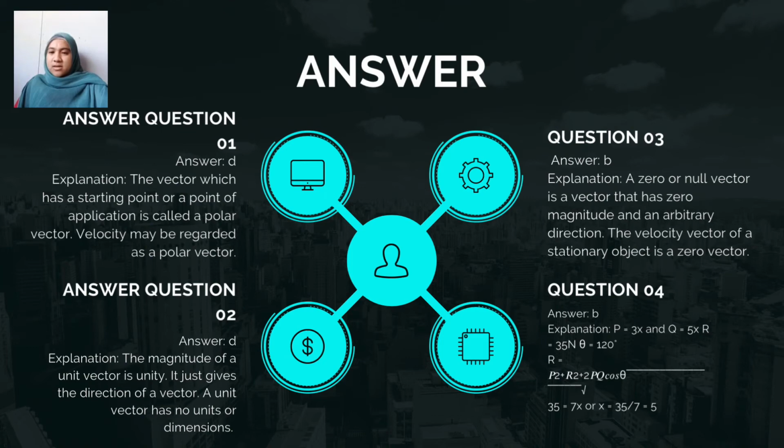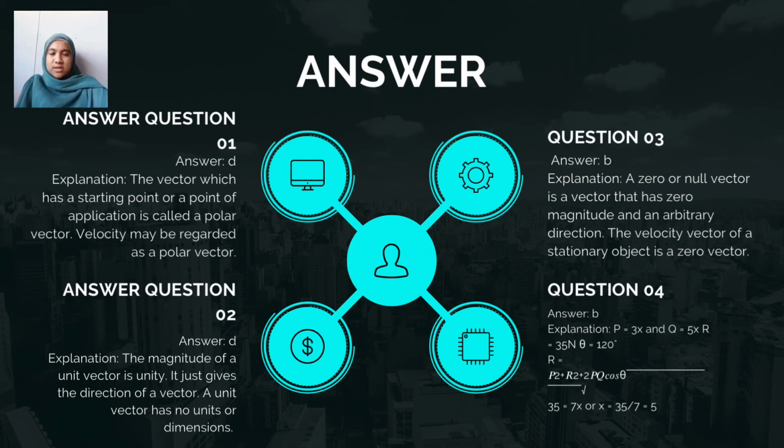For explanation, the magnitude of a unit vector is unity. It just gives the direction of a vector. A unit vector has no unit or dimension. The answer to question 3 is B. Zero vector. For explanation, a zero or null vector is a vector that has zero magnitude and an arbitrary direction. The velocity vector of a stationary object is a zero vector. The answer to question number 4 is B. 15 Newton and 25 Newton.